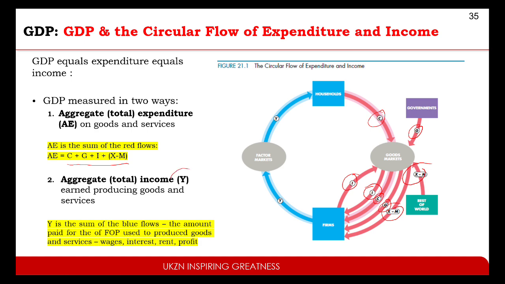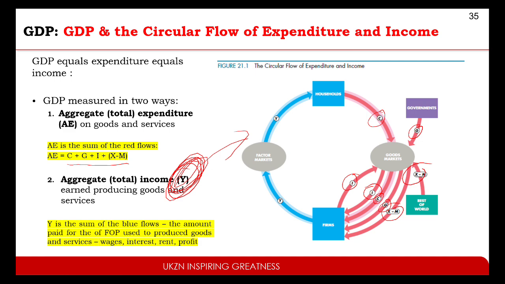The total income approach is only the Y. It's literally everything that goes here, so basically all the income the household gets. All the income will be like your rent, interest, if the household invests in the business, all that. But right now, the expenditure approach is very, very easy.